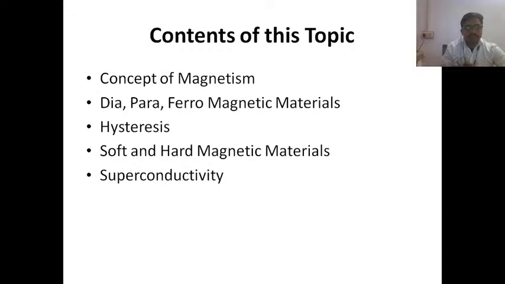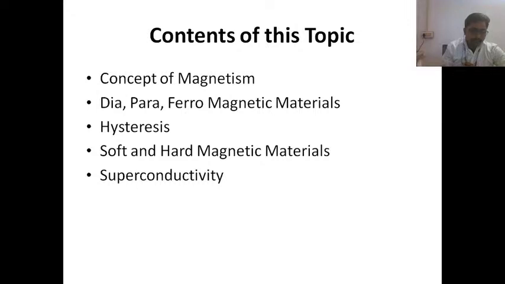The content of today's lecture is the concept of magnetism, and then the classification, that is dia-, para- and ferromagnetic materials. Then there is something called hysteresis. What is the hysteresis loop? And what are soft and hard magnetic materials, how they are applied, and how they are different from each other. The last topic is superconductivity, which includes both the electrical properties and the magnetic properties. We will discuss it after completing the video. Let's start one by one.